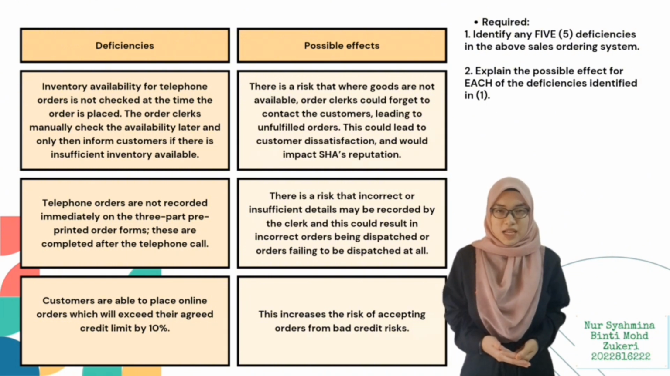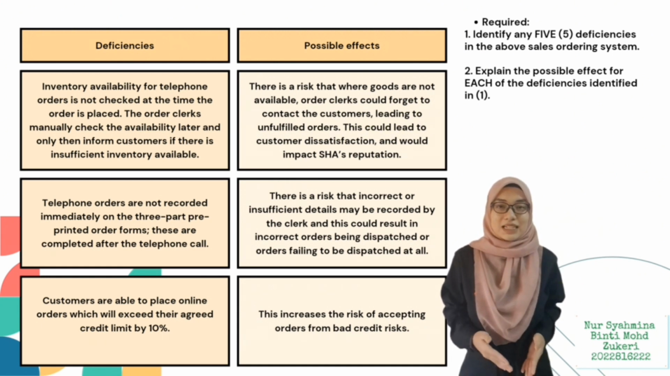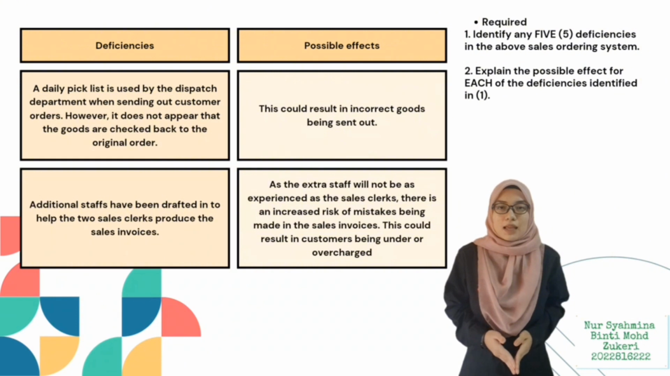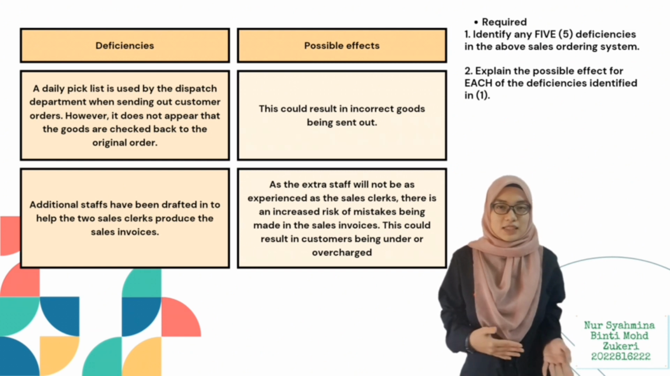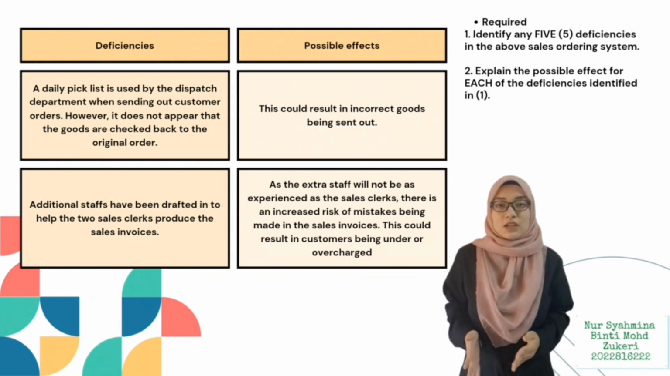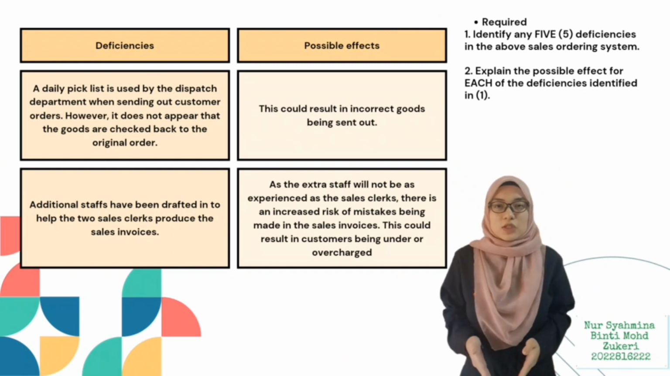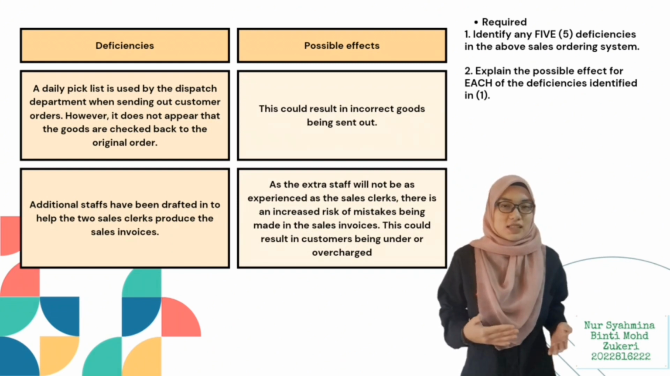incorrect orders being dispatched. Next, the customers are able to place online orders which will exceed their agreed credit limit by 10%. This increases the risk of accepting orders from bad credit risks. Fourth, a daily pick list is used by the dispatch department when sending out customers' orders. However, it does not appear that the goods are checked back to the original orders. So this could result in incorrect goods being sent out.